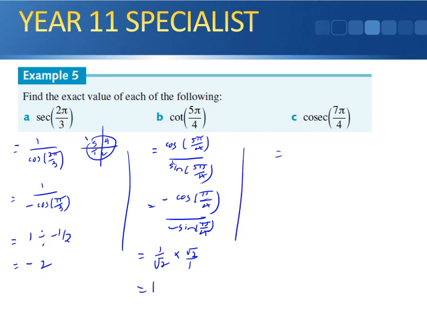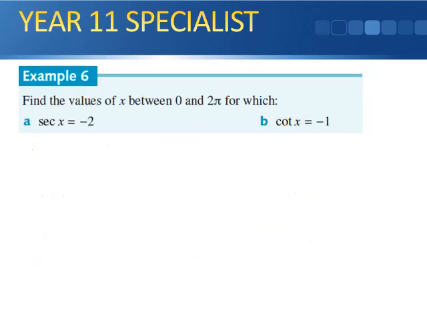Now this will be equal to 1 divided by negative sine of pi on 4, being in the fourth quadrant, sine is negative, which will be negative 1 on the square root of 2, which means it's going to be negative the square root of 2.